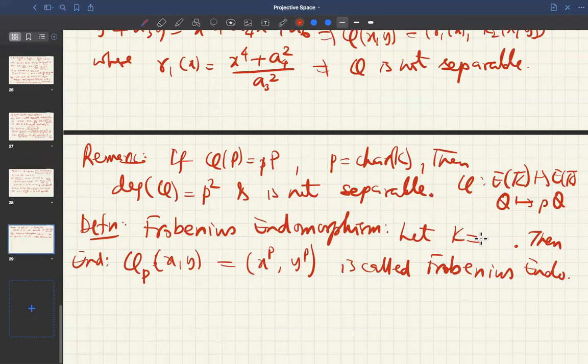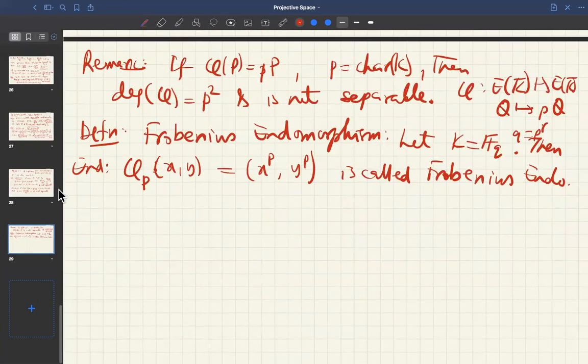Remember that if q is a prime power, q is a power of p, then the finite field of q elements is of characteristic p, and is a finite extension of F_p. Then in this case, the map which takes (x, y) to (x power p, y power p) is called the Frobenius endomorphism. Before I state this proposition, I want to state and prove the following lemma.